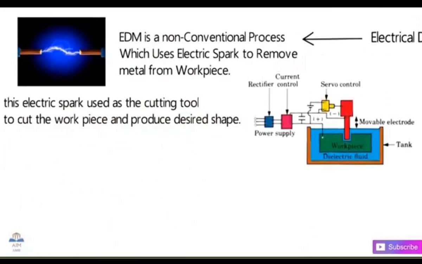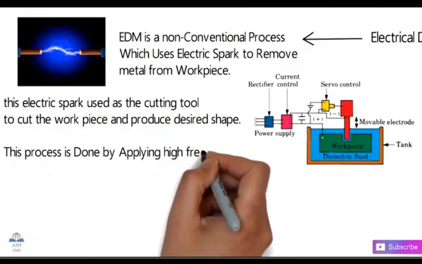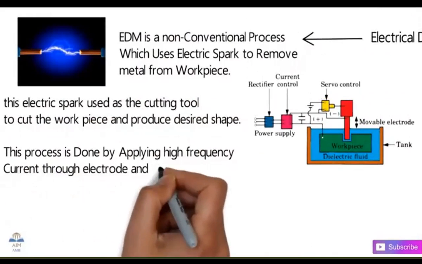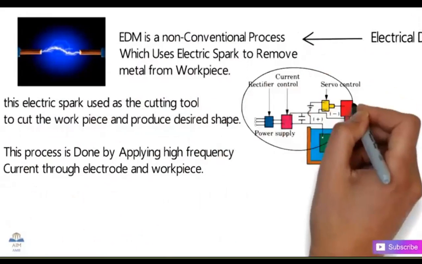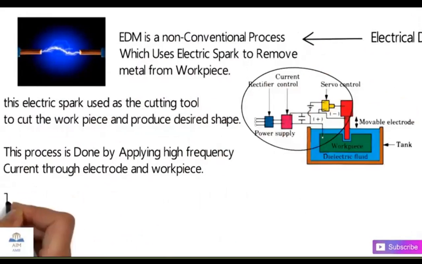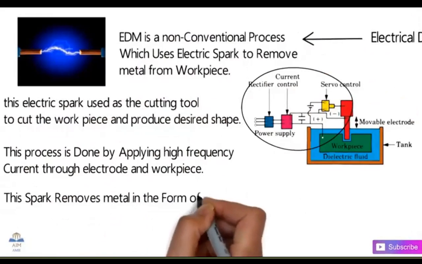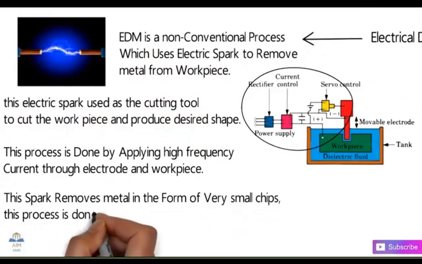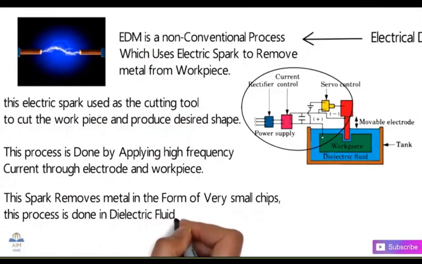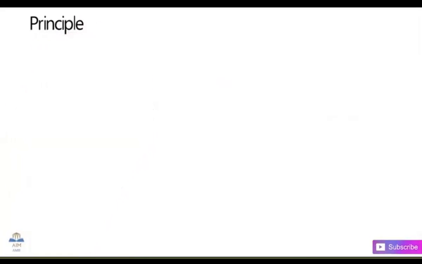So guys, this is the actual representation, we can call it a line diagram, of this EDM process. This process is done by applying a high frequency current through the electrode and workpiece. Basically, current is supplied by the power supply. In this case, the spark removes the metal in the form of very small chips, we can call them microchips. This process is done in dielectric fluid; both tool and workpiece are immersed in the dielectric fluid.